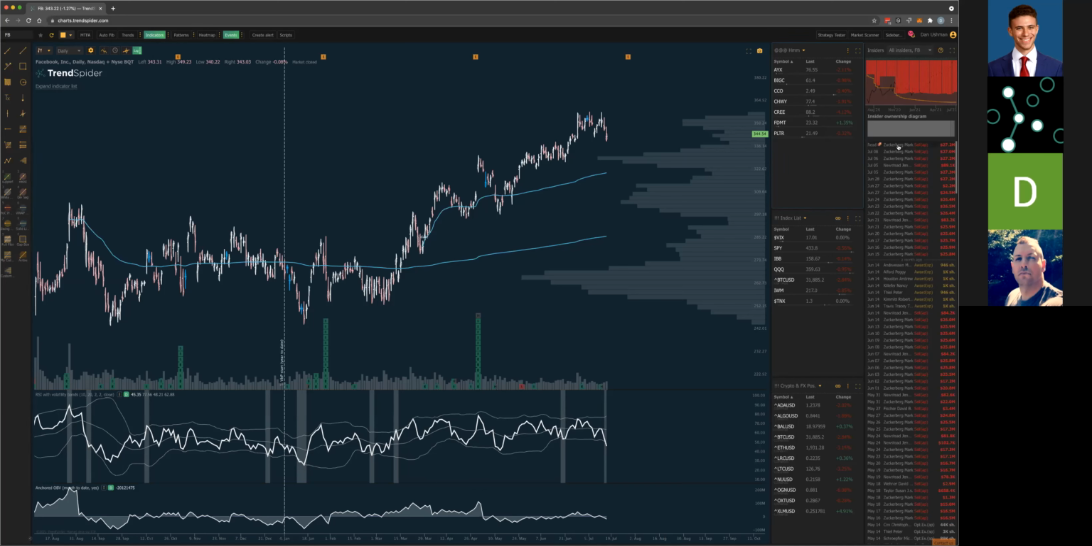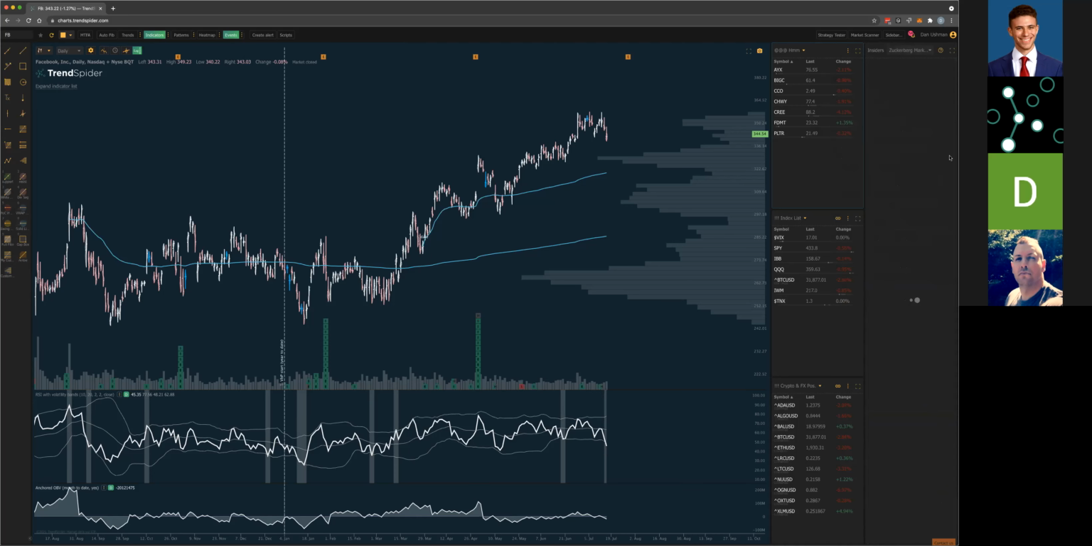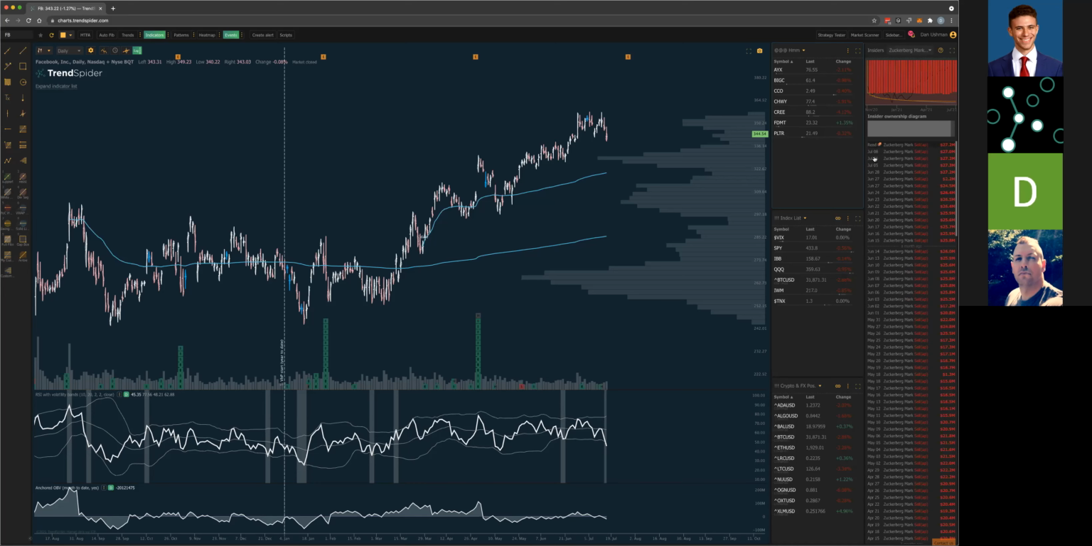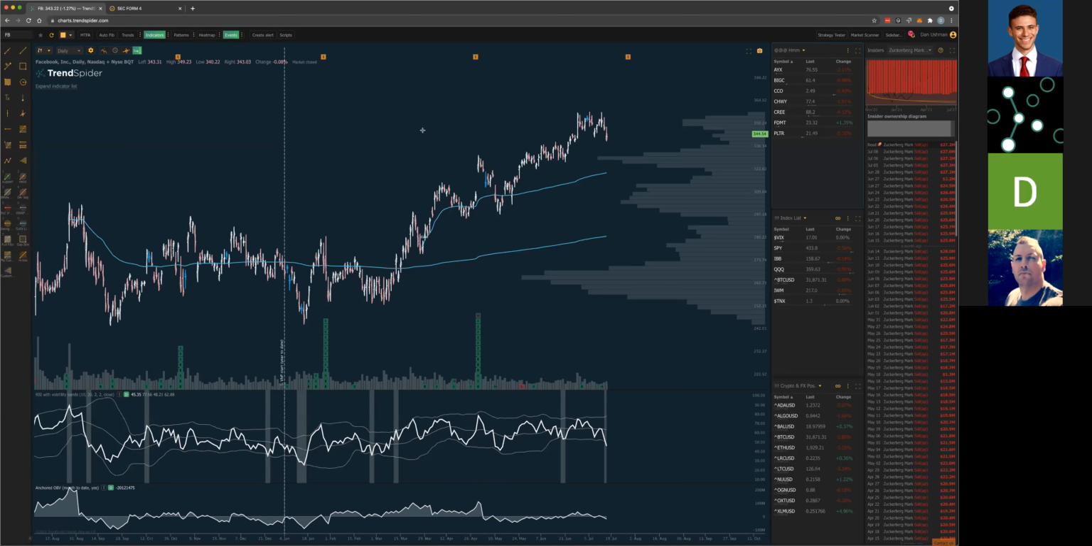But this is a really cool tool that has a lot of depth to it, right? So you can sort it by the insider or their employment status, like if they're director, officer, 10% owner, or just Mark. And then for every record that it shows, you can put your mouse over it, and if you click read, it'll take you to the actual SEC filing for that transaction. So you can get a little more detail if you want to start digging into it.